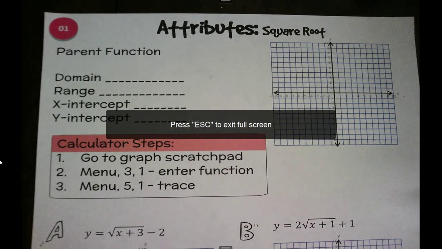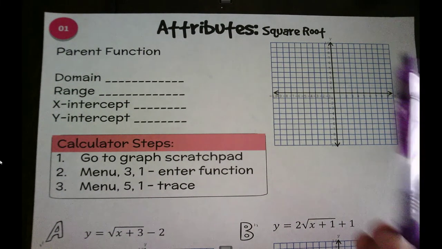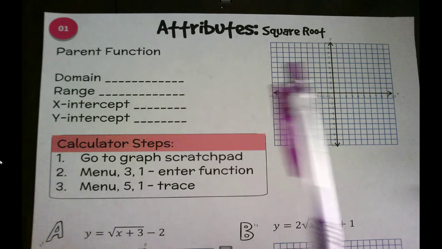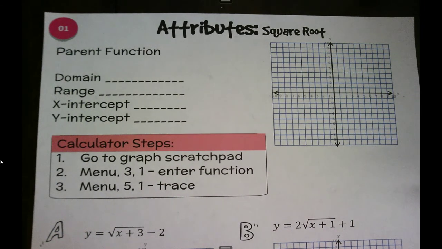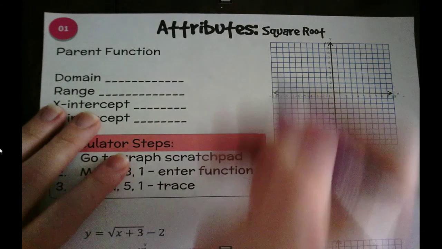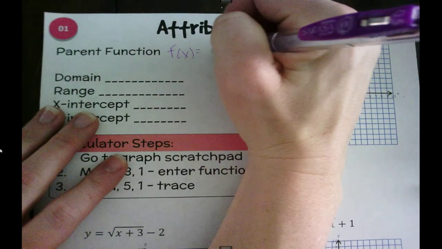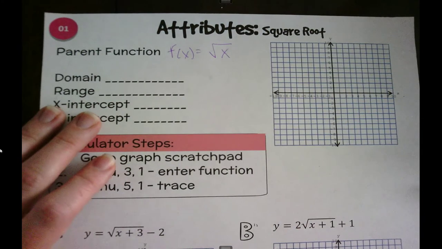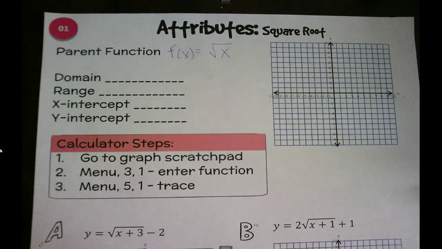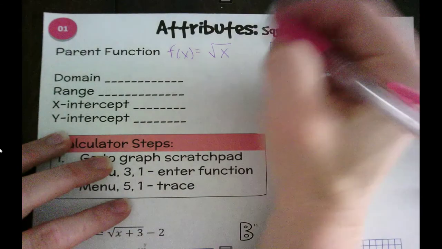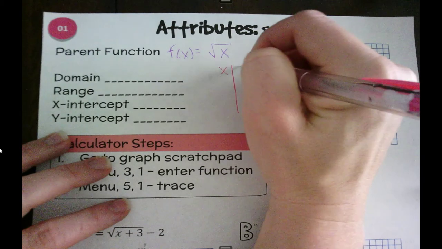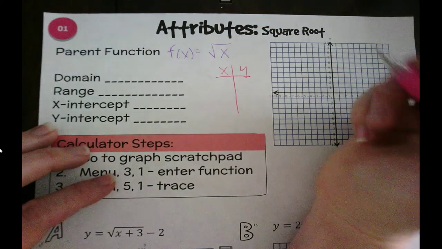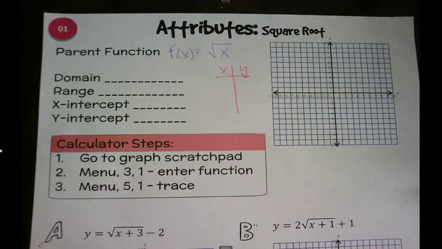Let's look at our square root functions, their graphs, and some of the attributes of their graphs. So remember, our square root is the square root of x. This is what we're talking about. Let's go ahead and graph it over here. Remember, when you're graphing, you want to create an x and y chart and put in some points to plot.